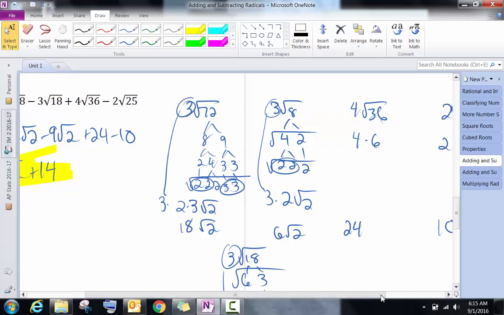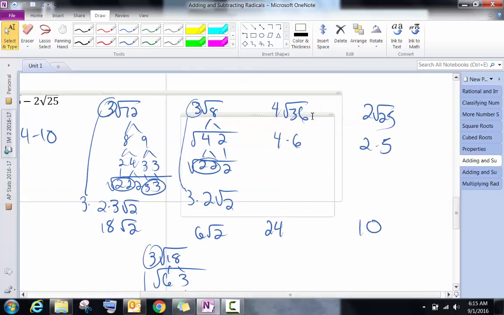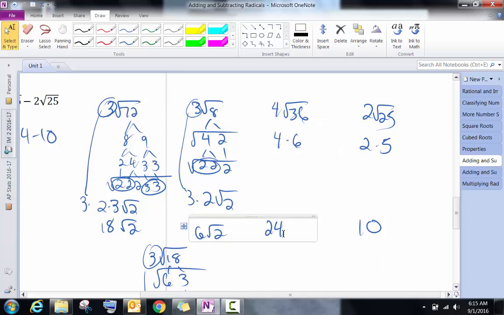Here, 4 times the square root of 36, well, we know the square root of 36 is 6. We could look for pairs as well, but we know the square root of 36. So it's 4 times 6, 24. Same with the next one. 2 times the square root of 25. We know the square root of 25. It's 5. So it's 2 times 5 and 10.